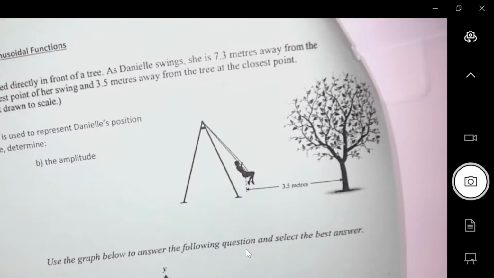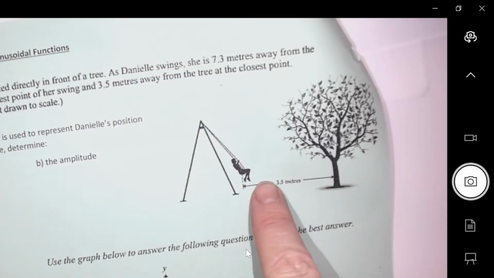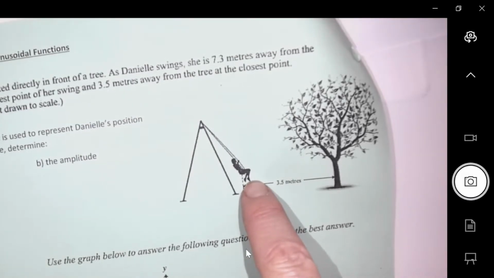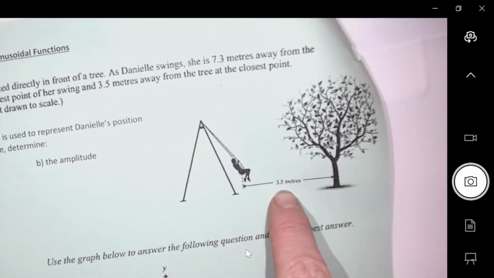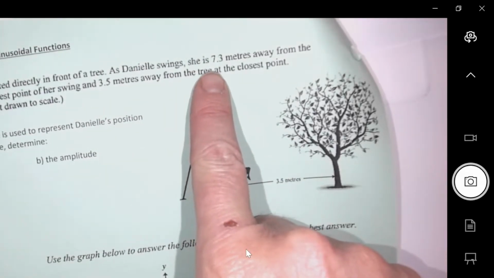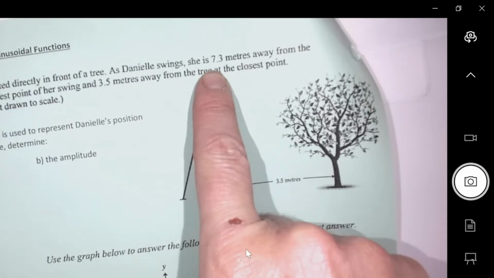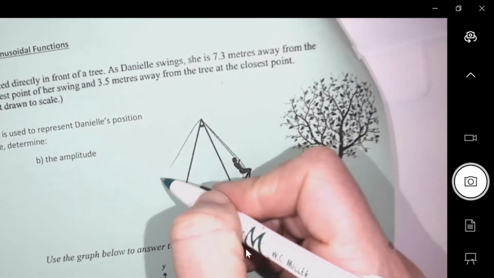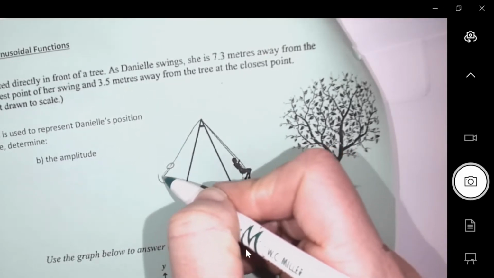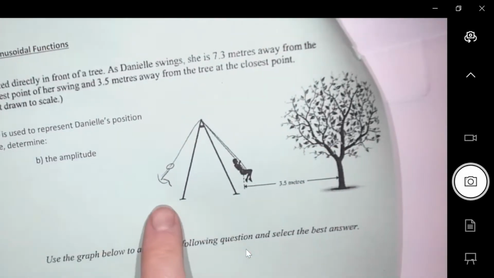So Danielle is swinging on a swing here, and then there's a tree over here. So when she's located here, which is the closest she would ever be to the tree, she's 3.5 meters away. She's 7.3 meters away when she's the farthest. So do you guys know on a swing? Over here would be when she's the farthest away, right?